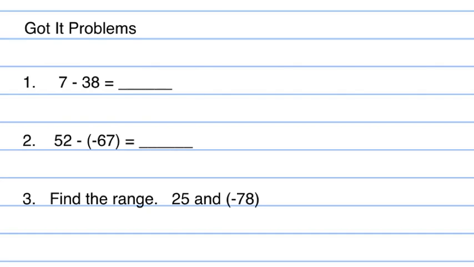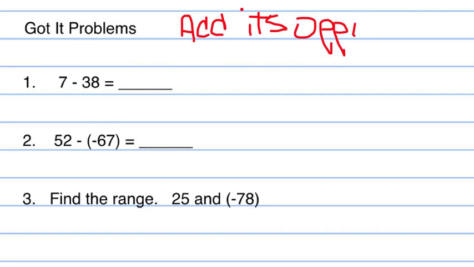Okay, here are your 3 got it problems. Don't forget the rule for subtraction is add its opposite, so you have to change it to an addition problem and change the second number to its opposite. Okay, and be careful with the range. Remember, you're going to be subtracting a negative number, so then you're going to have to follow the rules for subtraction. Okay. All right, good luck on these. Go ahead and just do your got it problems on the back of your notes, and we'll talk about them tomorrow.